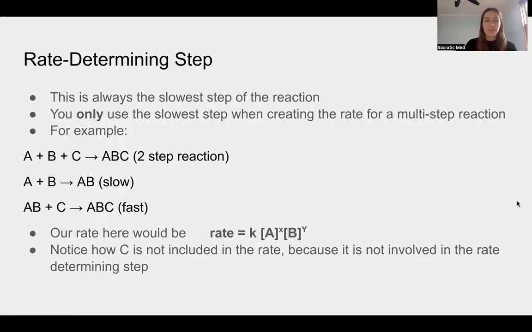So the rate determining step in our reaction is always the slowest step, and this is the step that determines your rate law. So you only use the slowest step. So I have a little example reaction here. We have A plus B plus C will yield ABC, but this is 2 steps. So our first step is the slow one, A plus B, and then our second step is AB plus C. So our rate here would be rate equals k times [A]^x [B]^y. So you see C is not even a part of our rate because it is not involved in the rate determining step.